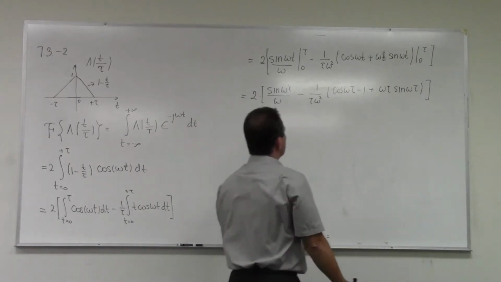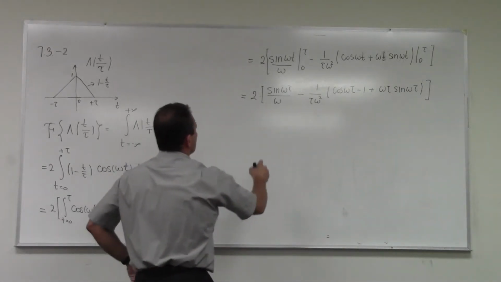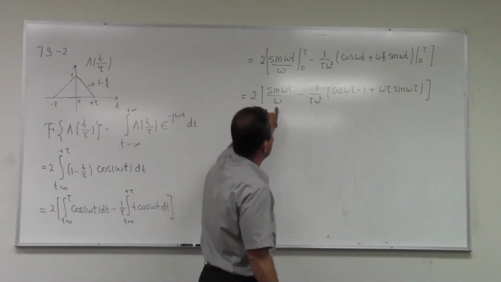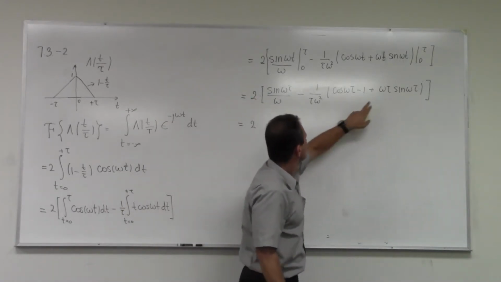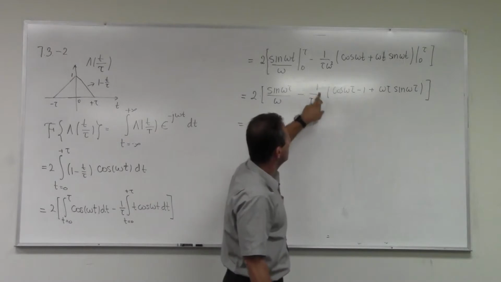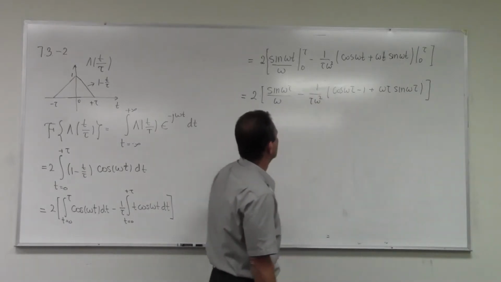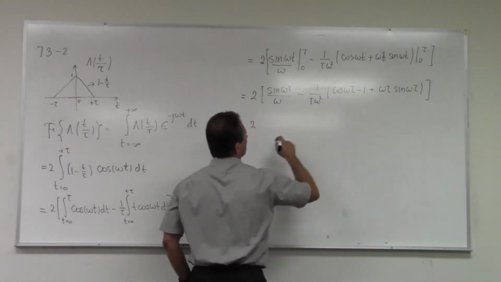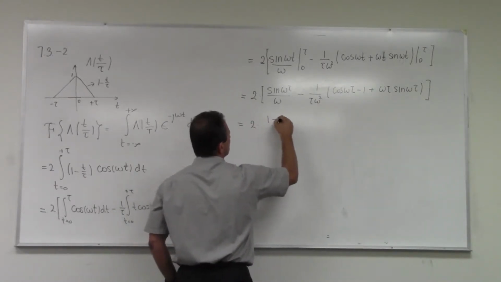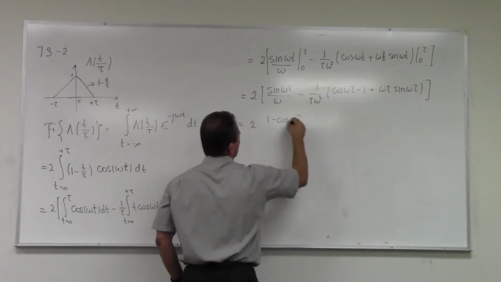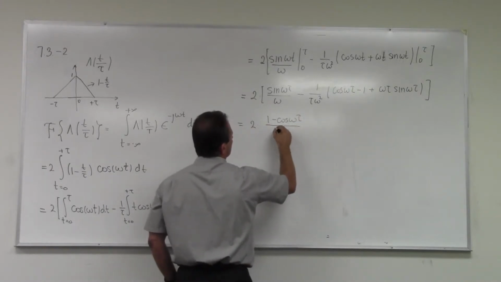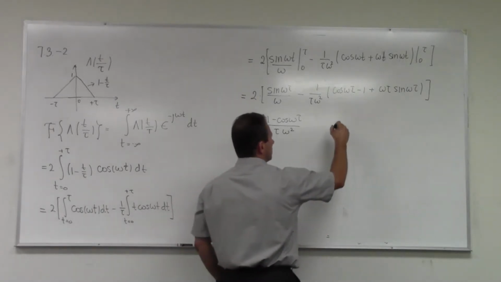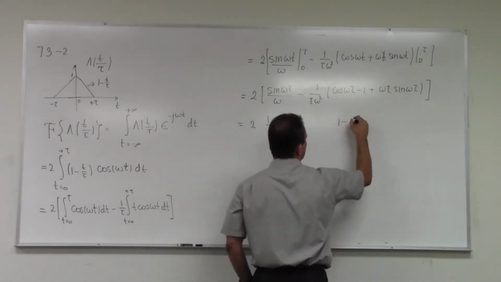And then you can see that some of these terms will cancel out. I have 2 times sine omega tau over omega, and then you can see this tau and tau cancels, and this becomes minus sine omega tau over omega, so that cancels. So the only term that is left is this middle term here, which is 1 minus cosine omega tau over tau omega squared. Now, what we can use is this trig identity.